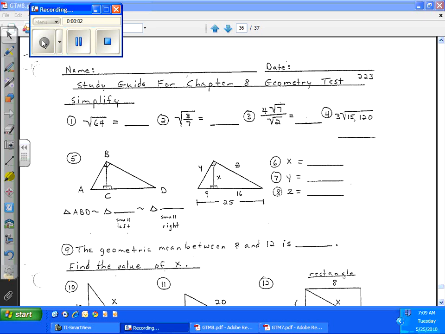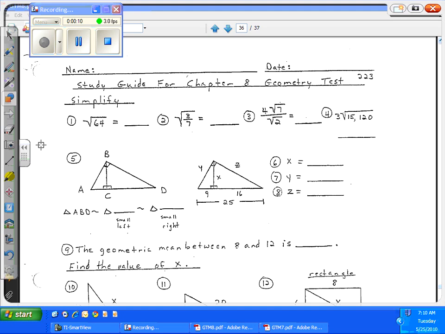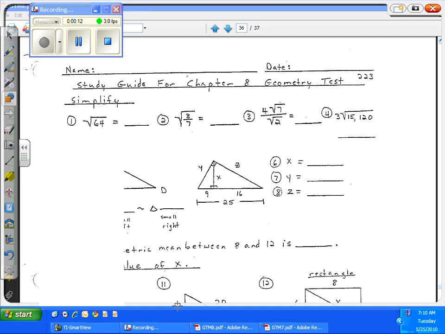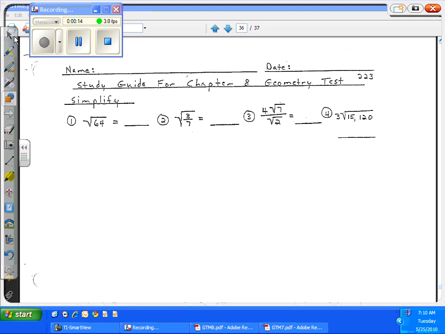Study guide for the Chapter 8 geometry test. So this is what the Chapter 8 geometry test will look like. All right, I'm going to white out some stuff so we can have some space to show our work here.